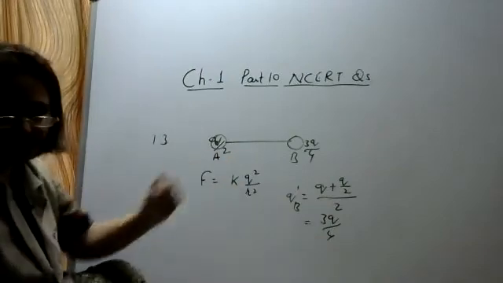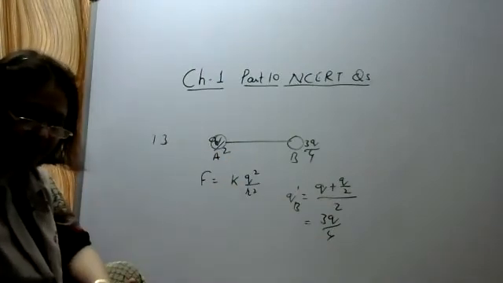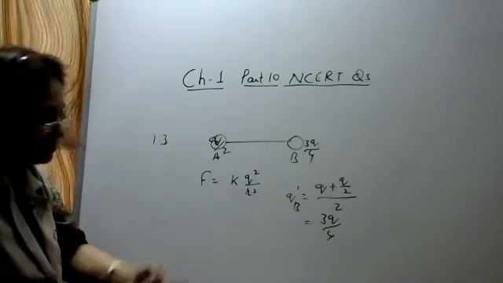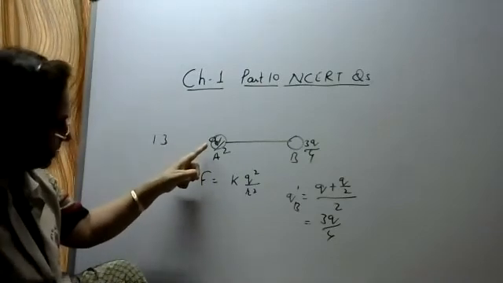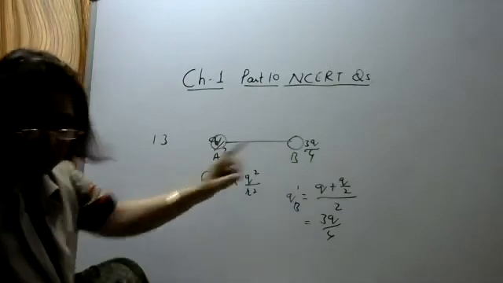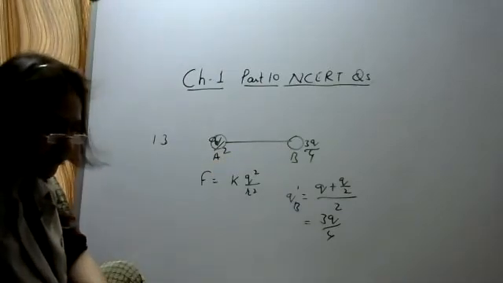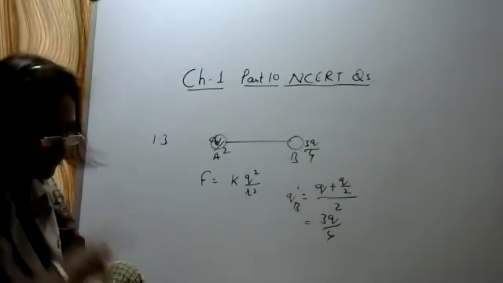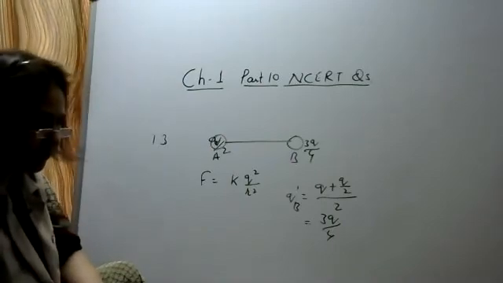Okay, now here you have to find out the force of repulsion between them. You can use the formula 1 upon 4 pi epsilon naught, this charge multiplied by this charge, upon the square of the distance. Okay, that is the distance. You have to take it the same as in question number 12.